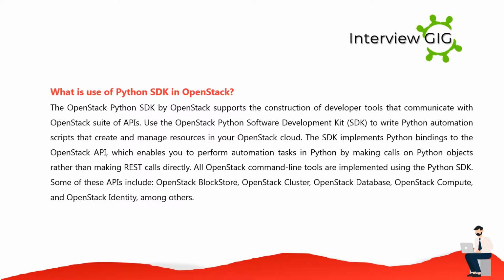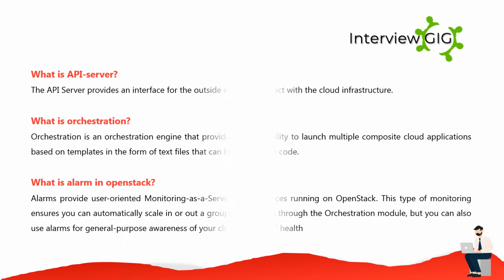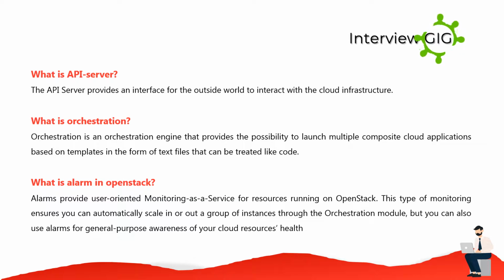Some of these APIs include OpenStack Block Store, OpenStack Cluster, OpenStack Database, OpenStack Compute, and OpenStack Identity, among others. What is the API Server? The API Server provides an interface for the outside world to interact with the cloud infrastructure. What is orchestration? Orchestration is an engine that provides the possibility to launch multiple composite cloud applications based on templates in the form of text files that can be treated like code.